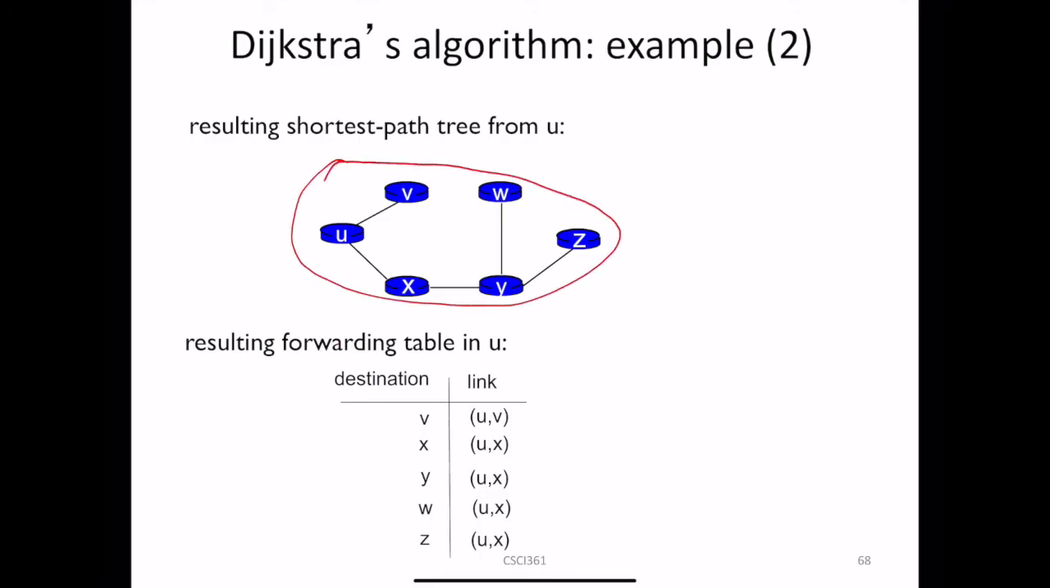It looks like this. And then we can also insert the forwarding table into router U. And the forwarding table will look like this. So if router U receives a datagram destined to any router here, we can tell which link should be taken. For example, if the datagram is destined to router Y, it will take UX, this link, because Y is here. This is the shortest path from U to Y.